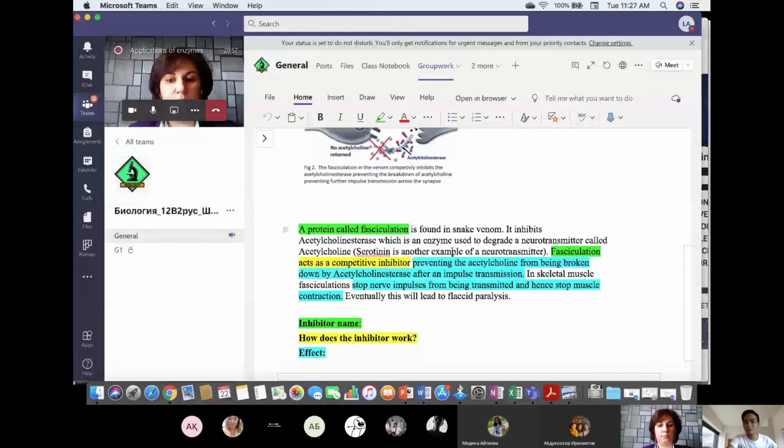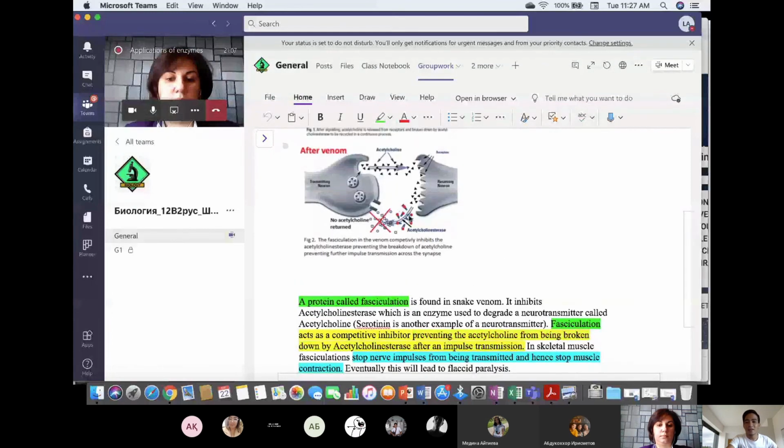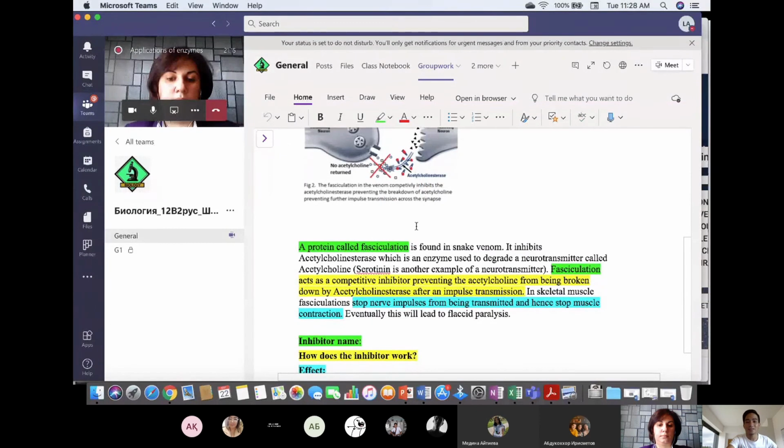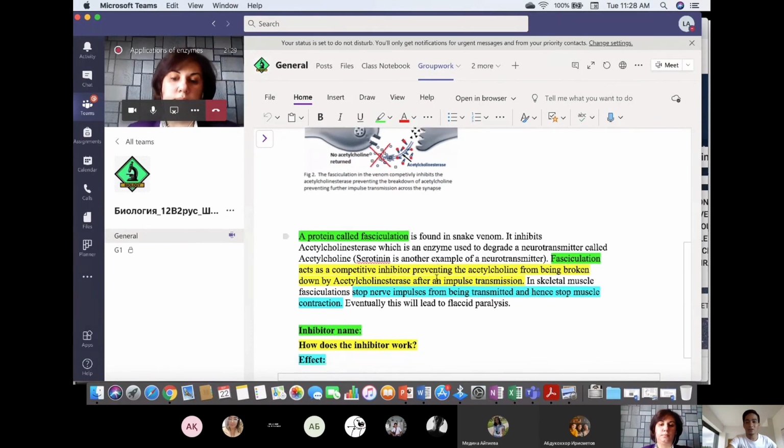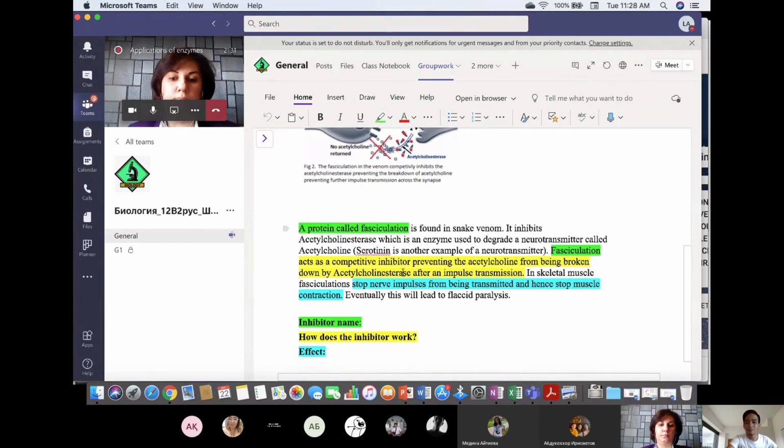If you guys can still remember, acetylcholinesterase is the one that breaks down acetylcholine, which is a neurotransmitter in synapses. And acetylcholine normally needs to be broken down so that the muscle can relax. Because if the acetylcholine is permanently bound to the receptor, that can lead to a prolonged contraction of muscle, which is not good. So you need to break down acetylcholine using acetylcholinesterase.